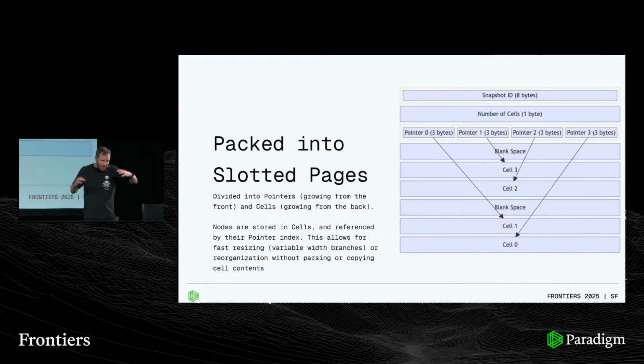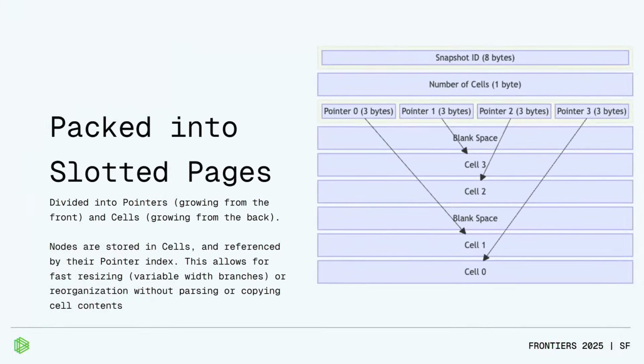And then within the pages themselves, we take a slotted page approach. So we have pointers that grow from one end of the page and the cells that grow from the other end of the page. That allows us to have durable pointers to some place on disk, even though we can resize and move around the contents as a branch grows or shrinks. And that has some pretty nice properties in terms of accelerating the way that we are constantly increasing and decreasing the size of the tree. Mostly for storage, I guess, where it changes the most.